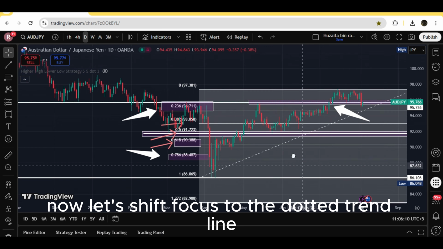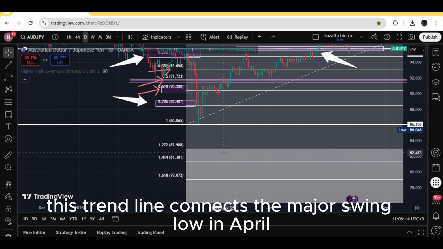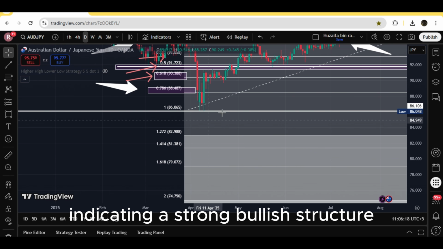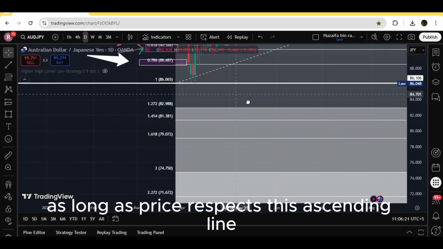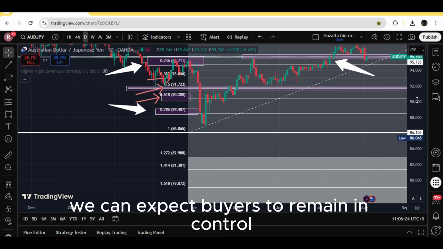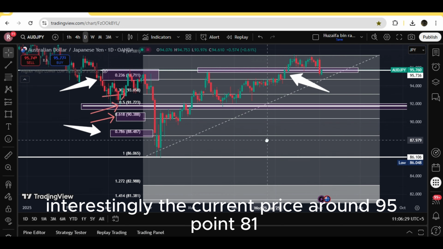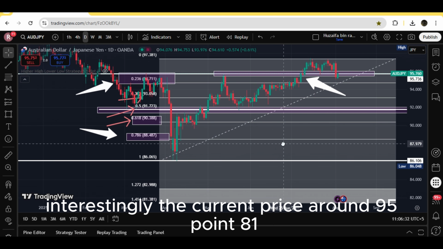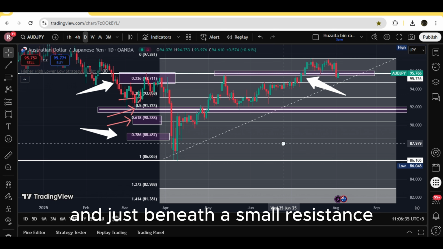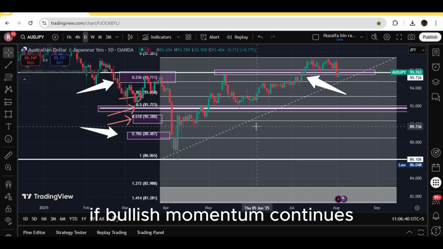Now let's shift focus to the dotted trend line you see on the chart. This trend line connects the major swing low in April to the recent higher lows, indicating a strong bullish structure. As long as price respects this ascending line, we can expect buyers to remain in control. Interestingly, the current price, around 95.81, is hovering right above this trend line and just beneath a small resistance, suggesting a potential bounce if bullish momentum continues.